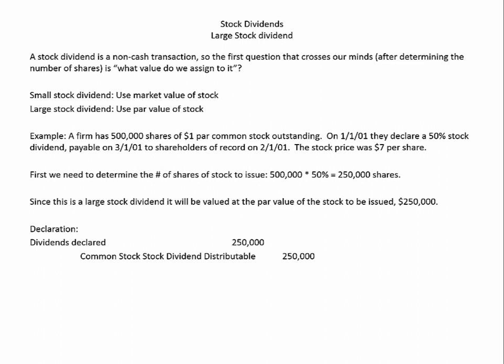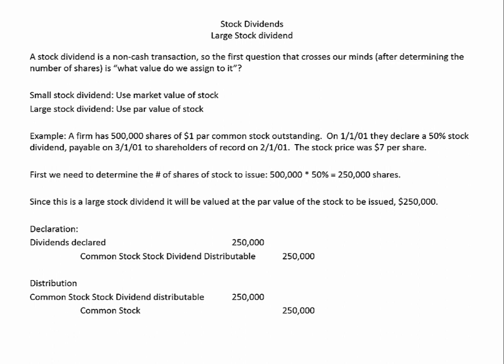So on the date of distribution, we'll simply take away the common stock dividend distributable and replace it with common stock, both at par value. So it's very neat, removing the sort of pending common stock, replacing it with the actual common stock.